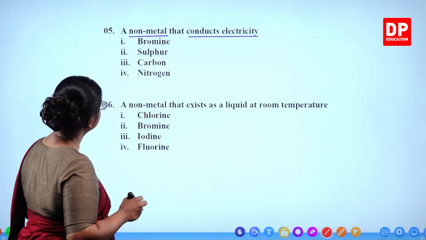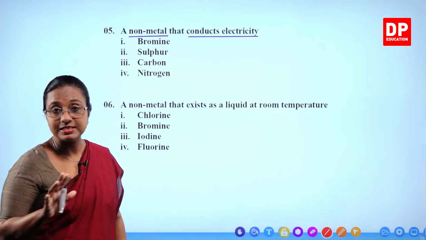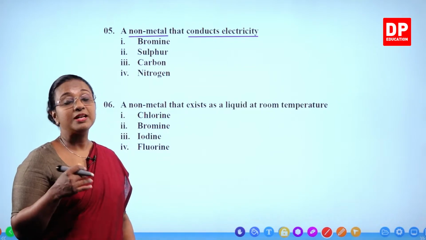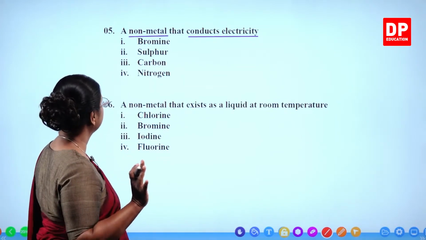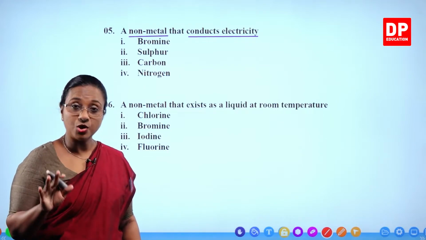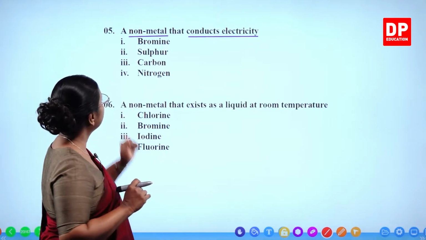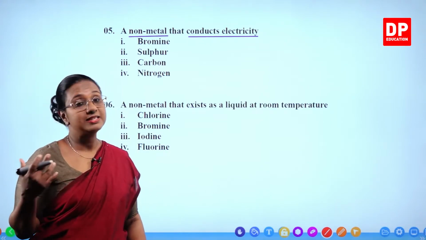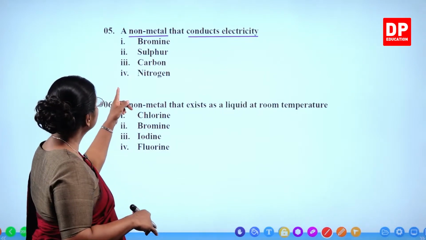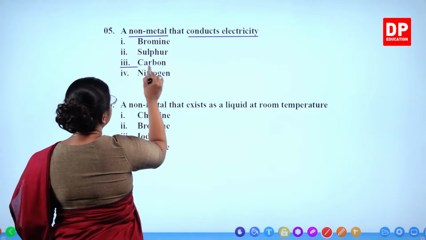Let's look at the answers. Bromine. Bromine is a liquid non-metal. It doesn't conduct electricity. Sulfur, again a solid non-metal. It doesn't conduct electricity. Carbon, yes. Carbon is a non-metal, a solid, and it conducts electricity in the form of graphite. Then nitrogen is a non-metal, in gaseous form. It does not conduct electricity. So it's only carbon that conducts electricity. So carbon.